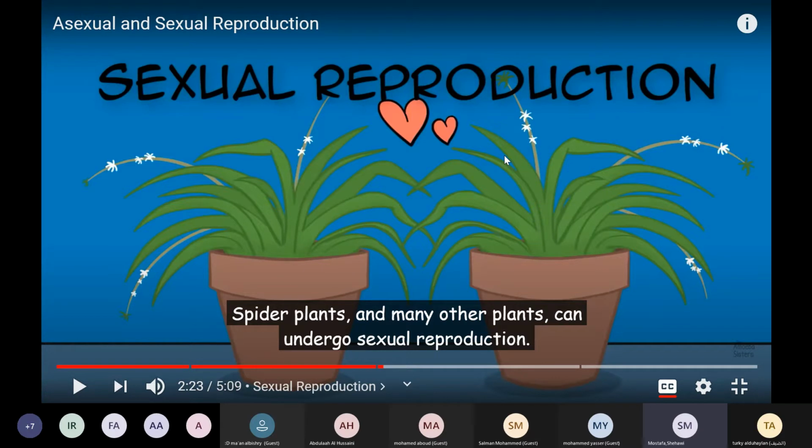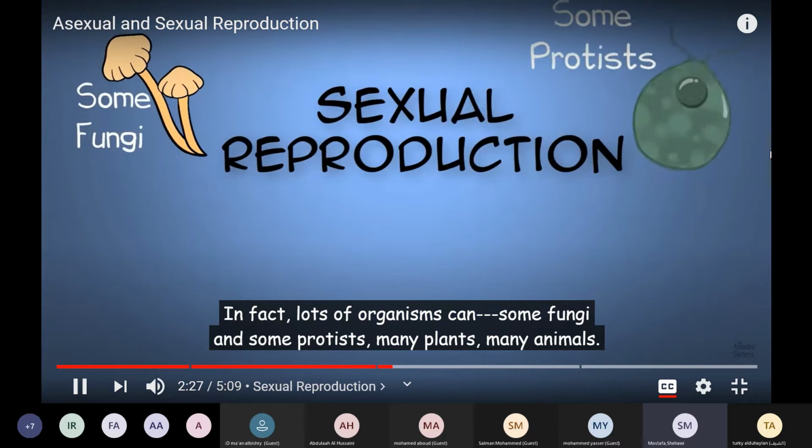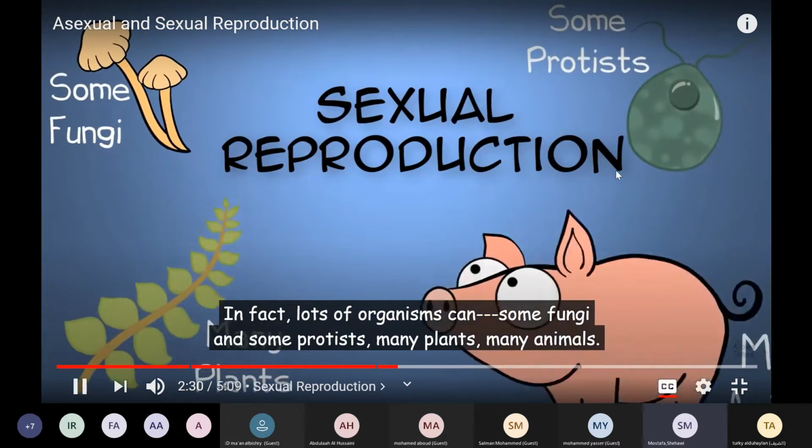Right now, we are going to talk about sexual reproduction. You remember the spider plant that we started our talk with? It reproduces asexually and also has the ability to reproduce sexually. It can reproduce either way, sexually or asexually. So this is an advantage for this plant. It can reproduce in two different ways. Also strawberries, we talked about them yesterday. Strawberries have the ability to reproduce asexually and sexually, like the spider plant. In fact, lots of organisms can: some fungi, some protists, many plants, many animals.